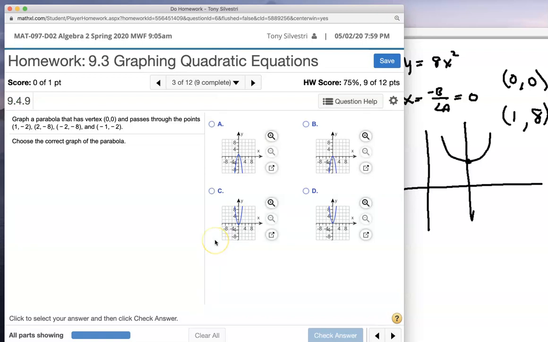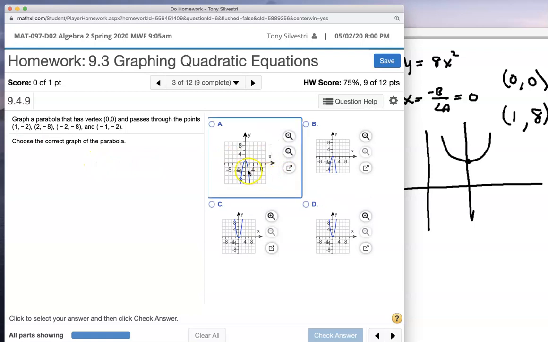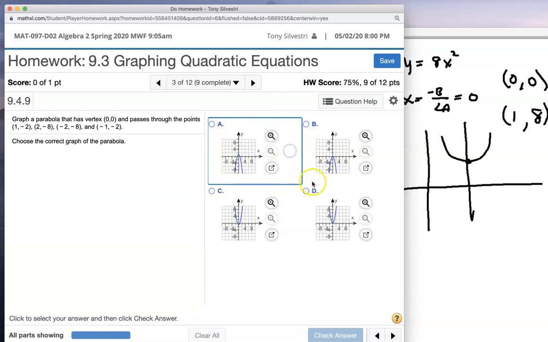Now, why don't we answer these? Given a parabola that has a vertex 0, 0, and goes through those points. They're giving you more information than you need. They actually gave you 5 points. You only need 2 points to determine the parabola. Let's take a look. A can't be the answer because the vertex has to be 0, 0. This vertex is over here. That's not 0, 0, so it can't be A.